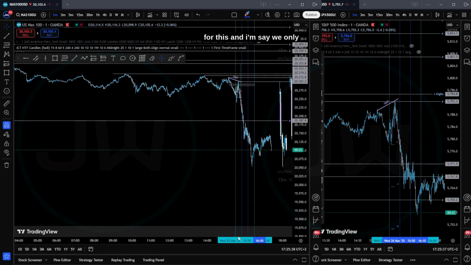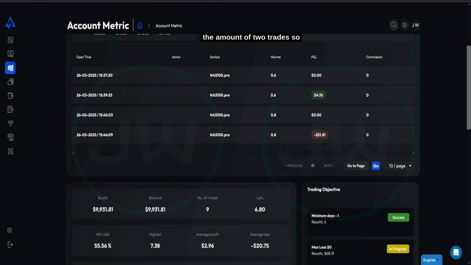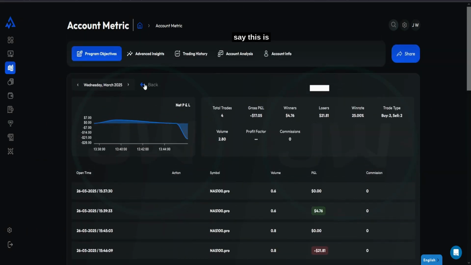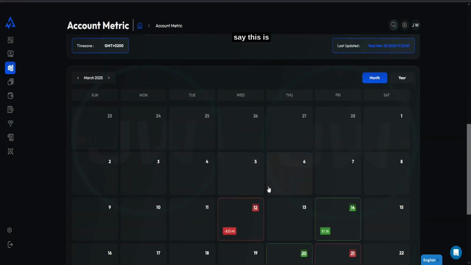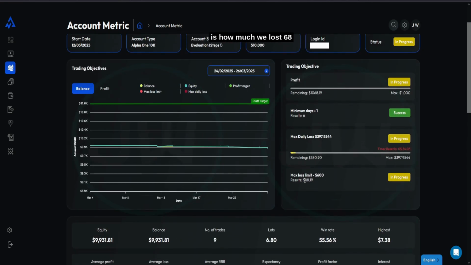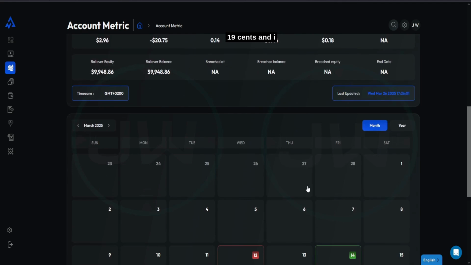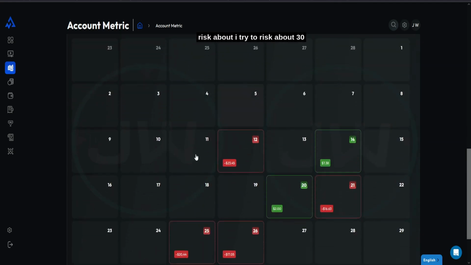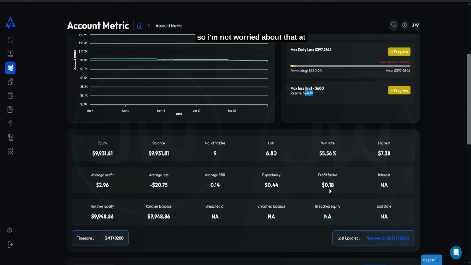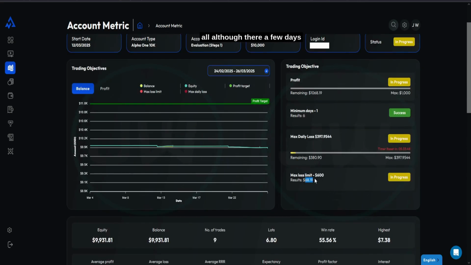Overall for this account, I would say we only lost equivalent to the amount of 2 trades. So in total, you could say this is my performance for the whole month, and this is how much we lost: $68.19. And I try to risk about $30 for each trade, and so I'm not worried about that at all.